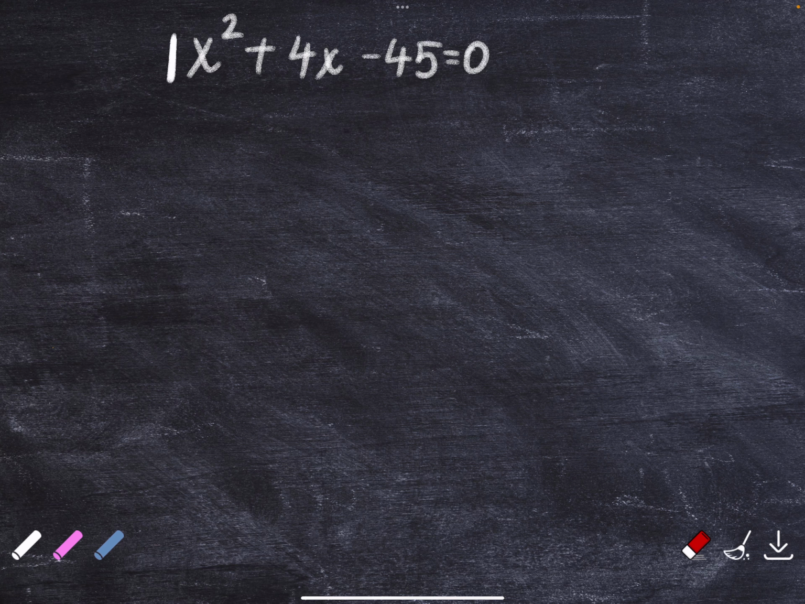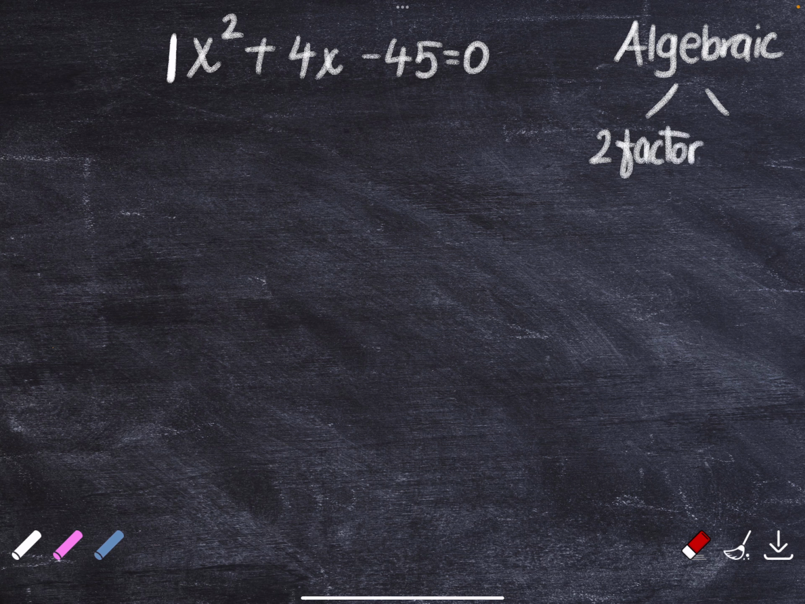Now we are looking at algebraic solving. For algebraic solving, you can either factorize it or find the two factors. That is one way to find the answer. The other way is the quadratic formula, where you have to identify A, B, and C and use that in the quadratic formula to find the answer.